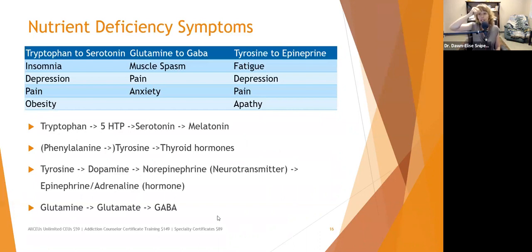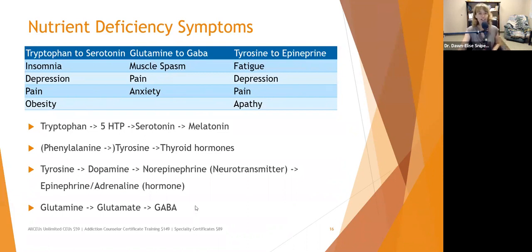Nutrient deficiency syndromes, and we're not going to go through all of these, but basically if people do not have enough tryptophan to make serotonin, they'll have insomnia, depression, pain, and obesity. If they don't have enough glutamine to make GABA, they'll have muscle spasms, pain, and anxiety. And if they don't have enough tyrosine to make epinephrine or norepinephrine, they will have fatigue, depression, pain, and apathy. You see, pain and apathy is common to all three of these things.